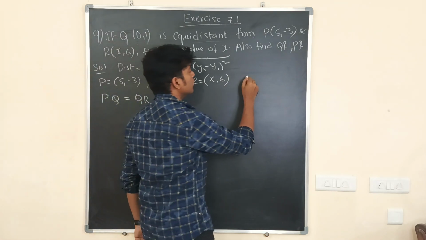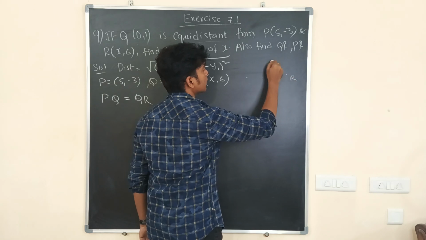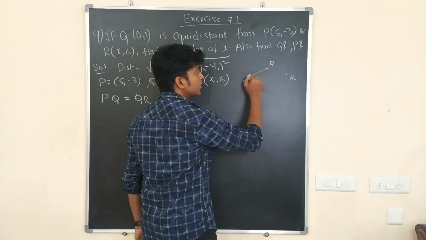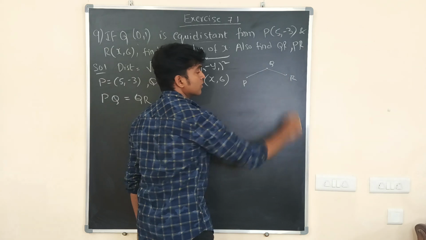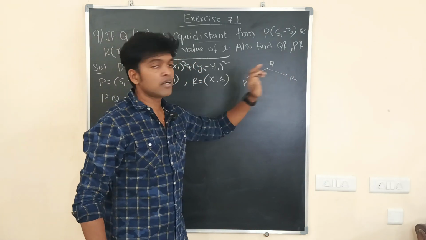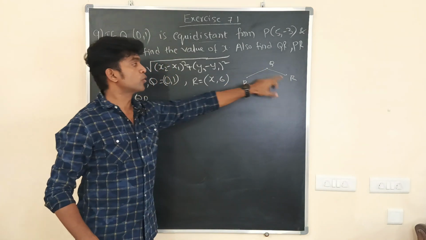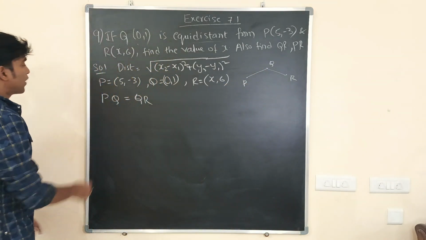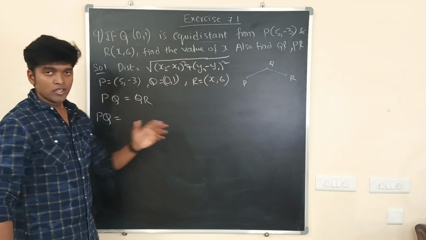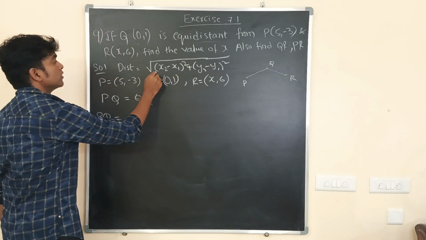Logic. Here R, Q, P. It is equidistant. The distance between these 2 points is the same as the distance between these 2 points. Q is equally spaced between P and R. So, PQ is equal to QR. Now find PQ, the distance between P and Q. So we have to use the distance formula.